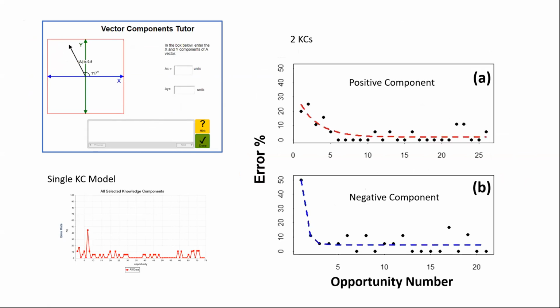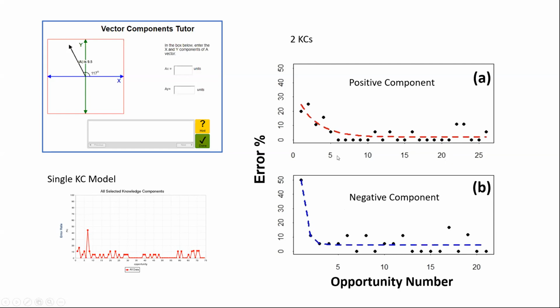So instead of using a single knowledge component model, we split this into 2 knowledge components, wherein the X and Y components could be positive or negative. And with this assumption, we saw that the learning curves were relatively smoother. You see that the students are initially making a lot of errors, and then as they get more and more opportunities, as they try out the problems more and more, their error level falls practically to 0 as we go along. And this happens both for the positive component and also for the negative component.